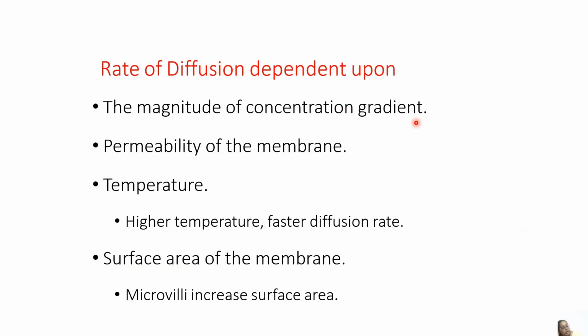Now the rate of diffusion can depend on either the magnitude of the concentration gradient or the permeability of the membrane, and temperature. Like higher temperature means faster diffusion rate. Surface area of the membrane can also be a determining factor, and microvilli, which increase the surface area.